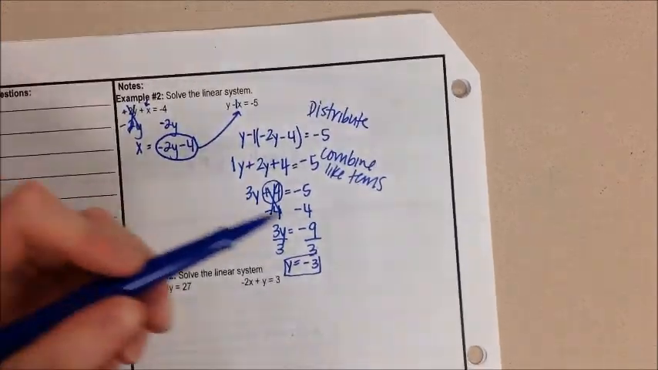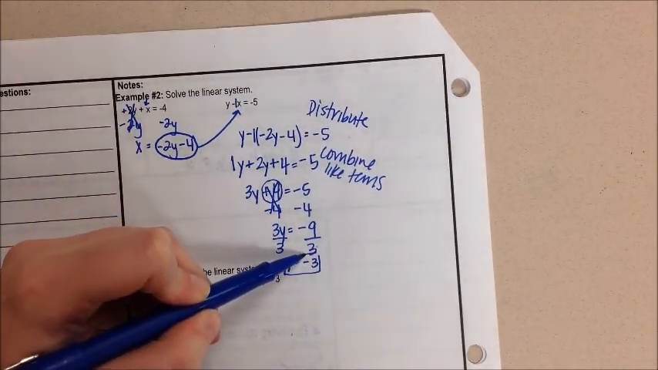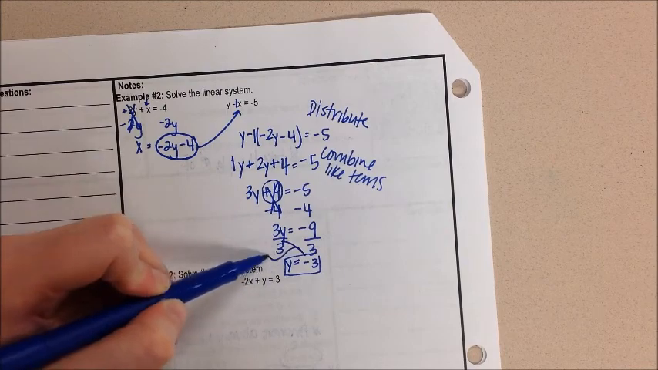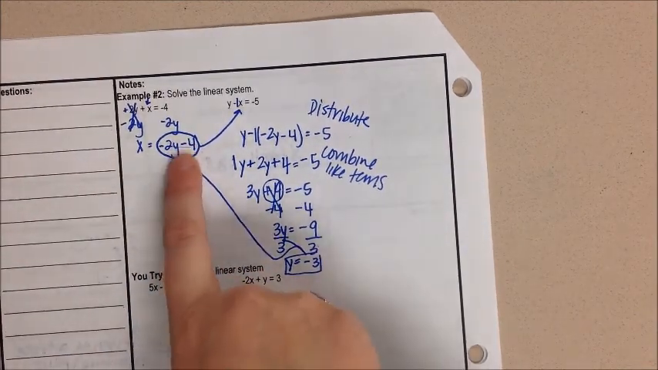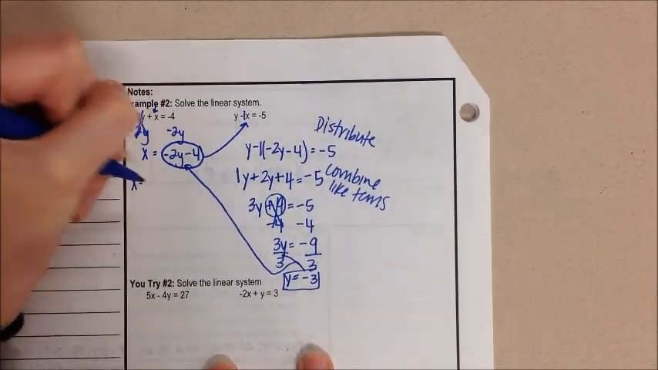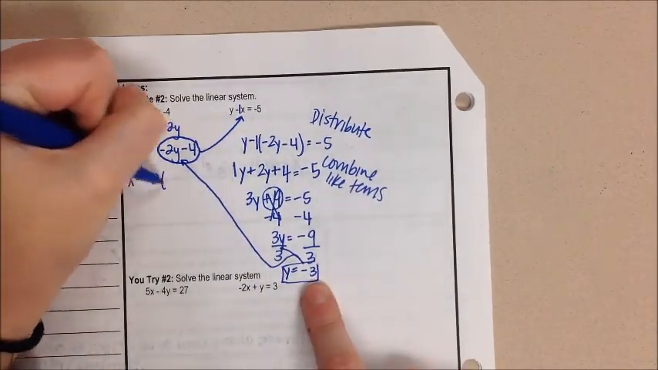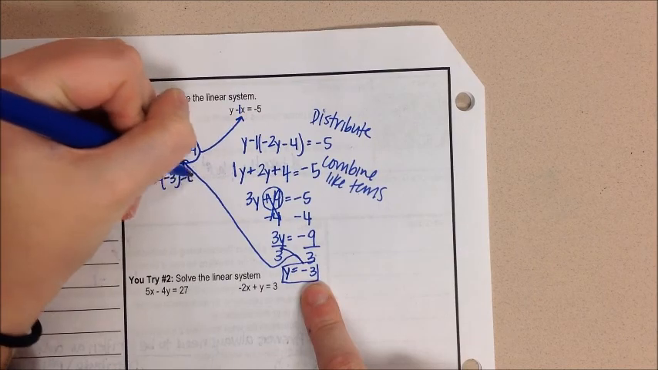Okay, so now I'm going to take this and plug it in, all the way up here. I'm going to plug it into this equation. So x equals -2, and I'm substituting -3 in for y.